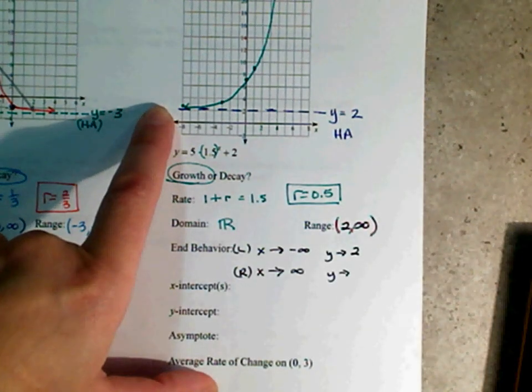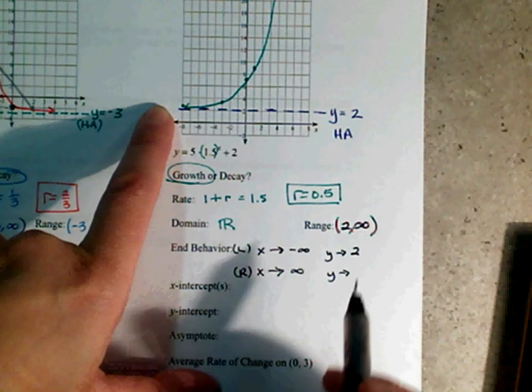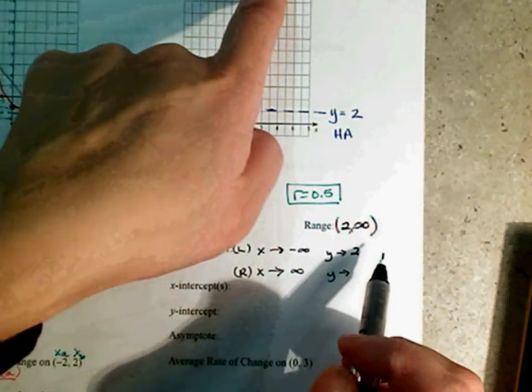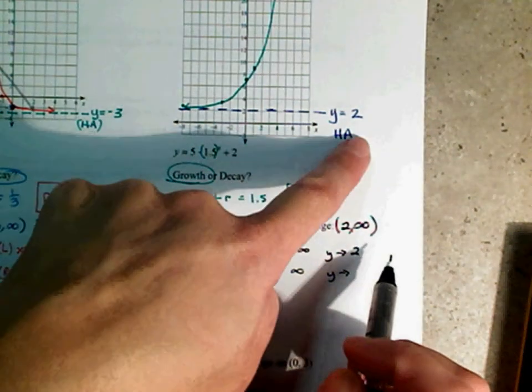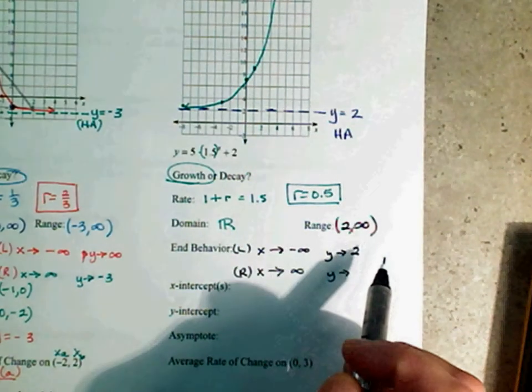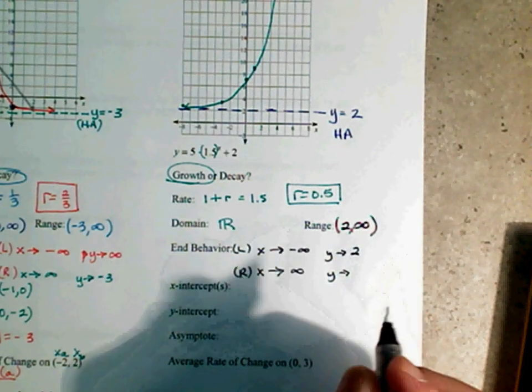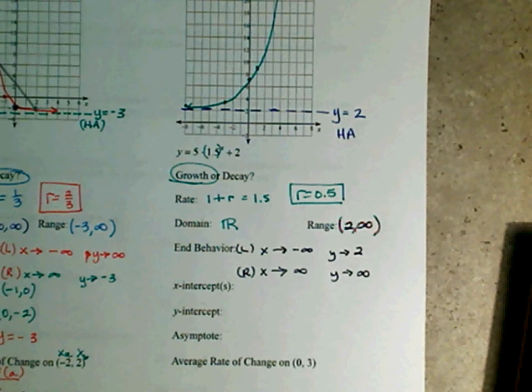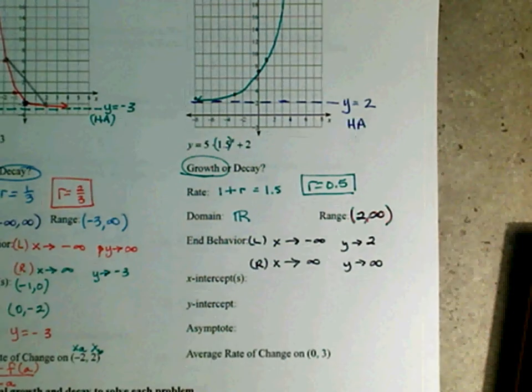To the right, I'm heading east. As I'm heading east, I'm heading all the way north. Is there anything stopping it from going north? Nope. So you have your infinity. You guys starting to see that a little bit better? Okay, we've done this quite a bit, just making sure.